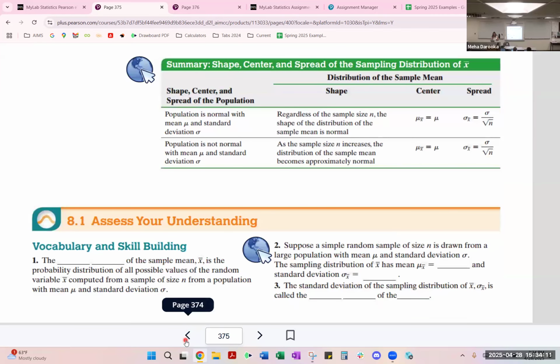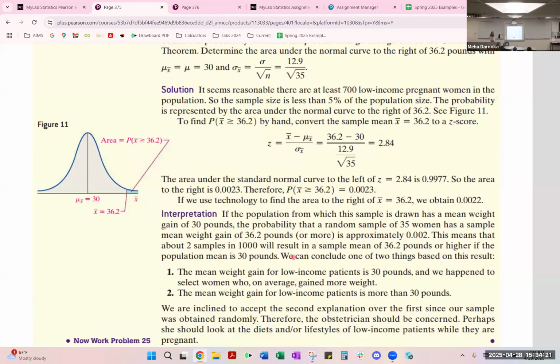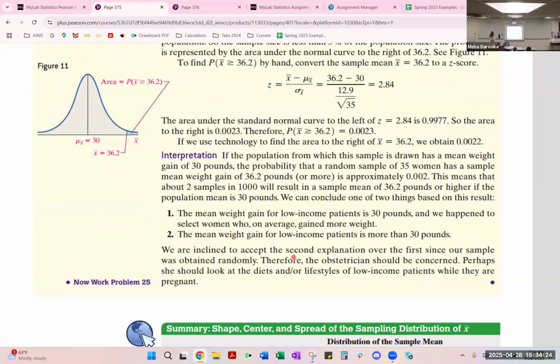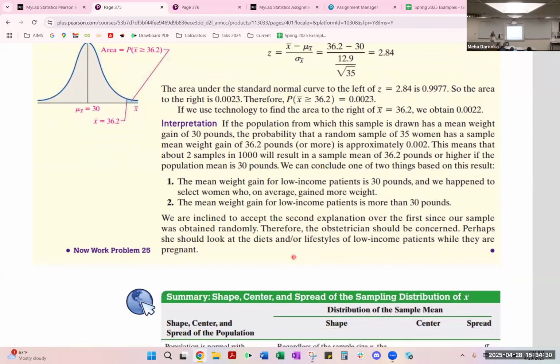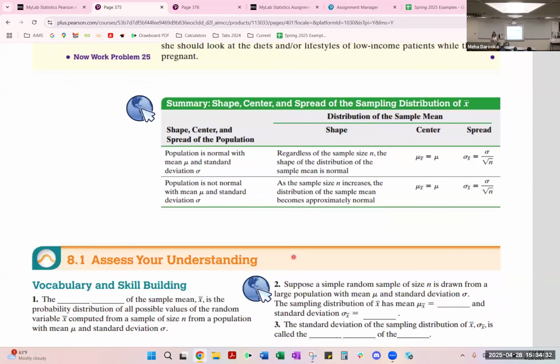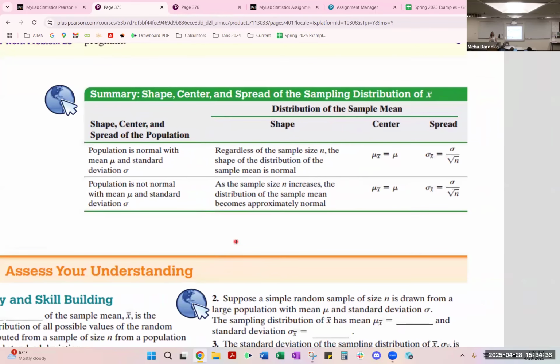That question was the mean weight gain being 36.2. Does this result suggest anything unusual? And we are saying yes, this number is concerning. So maybe is it the lifestyle, is it the diet of the people not helping them keep a healthy weight, but they're gaining more weight than they should be.